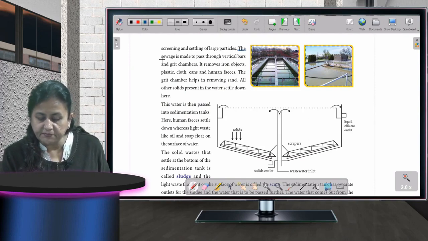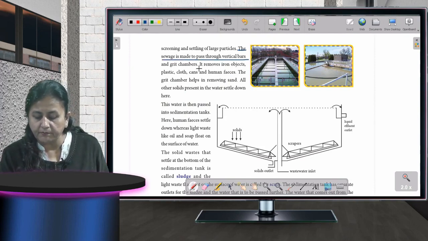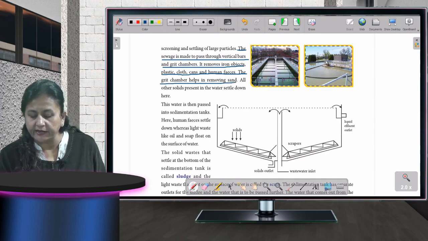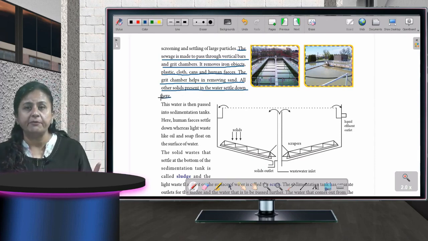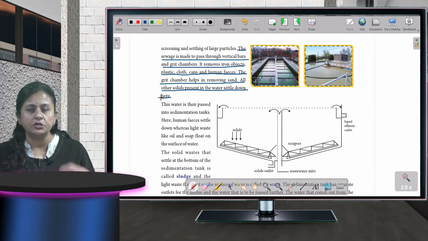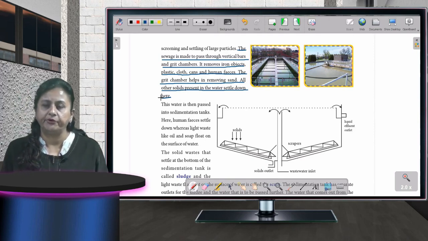Now, the next one: the sewage is made to pass through the vertical bars and grit chambers. It removes iron objects, plastic, cloth, cans and human feces. The grit chamber helps in removing sand. All other solid particles in the water settle down here. Whatever heavy particles are there in the water which are not soluble, they are removed in the primary treatment. Fine.